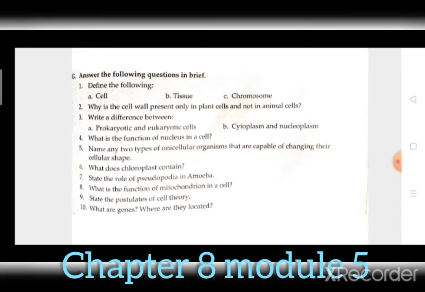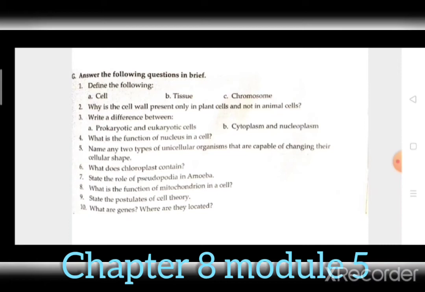Then third one is, write a difference between prokaryotic and eukaryotic cells, and cytoplasm and nucleoplasm. Prokaryotic is a primitive cell, eukaryotic is an advanced cell, and we have discussed the differences also in the notes you have written, so you can write from there. And cytoplasm is a jelly-like material present in the cell which contains all the cell organelles, whereas nucleoplasm is the jelly-like material present in the nucleus, and it has nucleolus and chromatin material. So that is the difference.